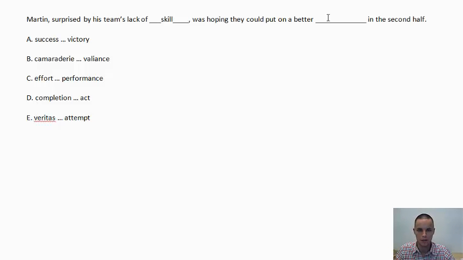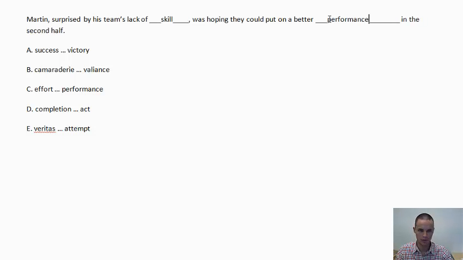And so he's therefore hoping they could put on a better blank in the second half. Well, we're guessing that anyone hopes their team is going to put on a better performance or something like that. It's possible that, like I said, it could mean something like effort. But our goal here is just to get an idea of how these words are functioning in the sentence. And so we know that the first blank is going to mean something that a team should do or should have, and the second blank is going to mean something that we would hope our team would do better if we're not doing it well the first time. So let's go through and eliminate.